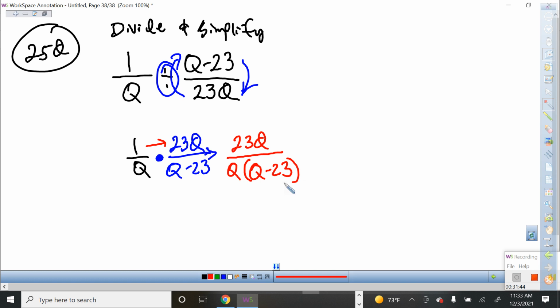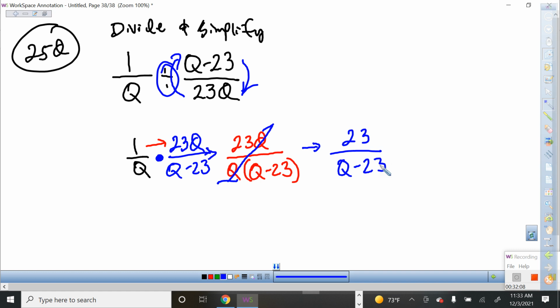Why did I do that? Because like that it allows me to get rid of a giant 1. You guys see the giant 1? Yeah, right here. Why was I able to do that? Because the q is multiplying, same here. So we're left with 23 over q minus 23.